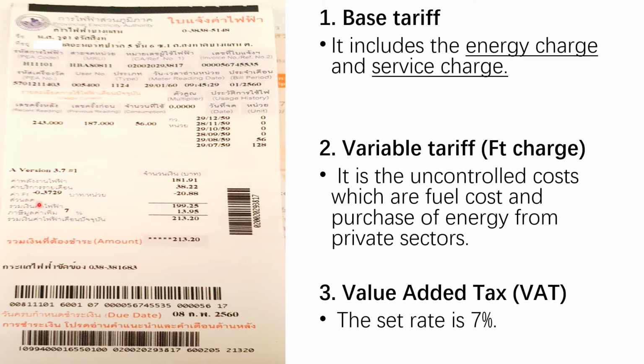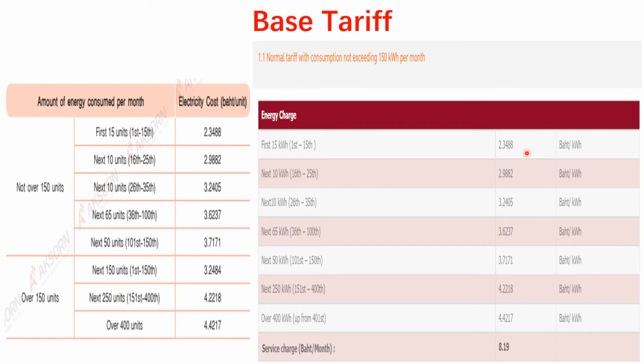For this example, the FT charge for this month is minus 0.3729. Finally, we have your value added tax, or VAT, which is already set to 7%. On page 48 of your science book, you can see a table that is your energy charge.